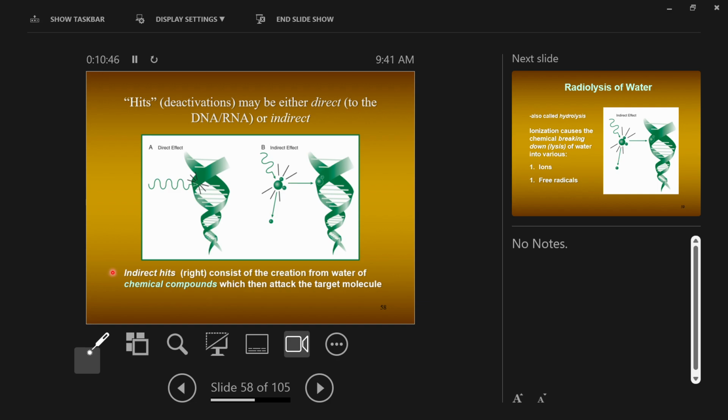So an indirect hit consists of the creation from water of chemical compounds, which then attack the target molecule. That doesn't seem right. I'm going to read it, then we'll see if that sounds right. The creation from water of chemical compounds, which then attack the target molecule. Basically, if you ionize water, it turns into other reactive substances, which we'll discuss, and those reactive substances can then act on the nearby DNA molecules. It's much more likely to ionize water than it is to directly strike a molecule of DNA.